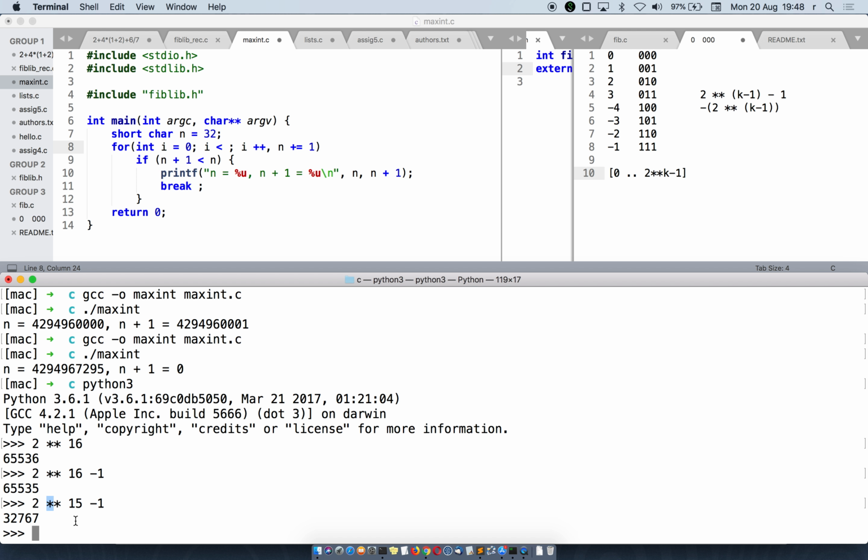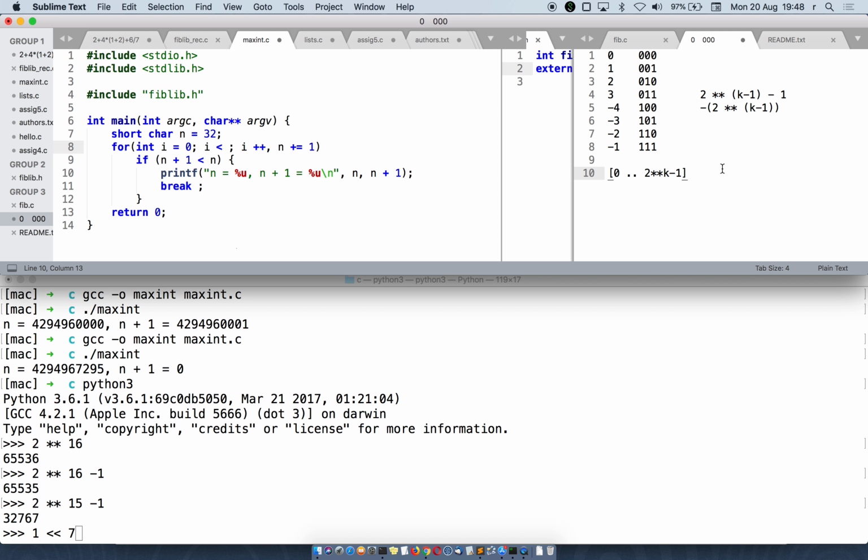Okay, so you would use this, right? So what does this mean? Shift to the left, okay? So let's try to understand what these shifts mean.